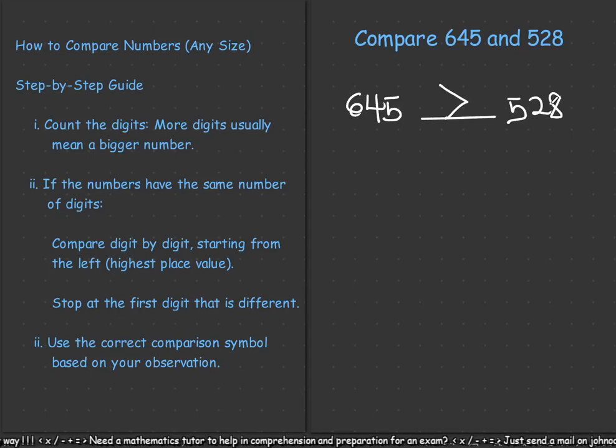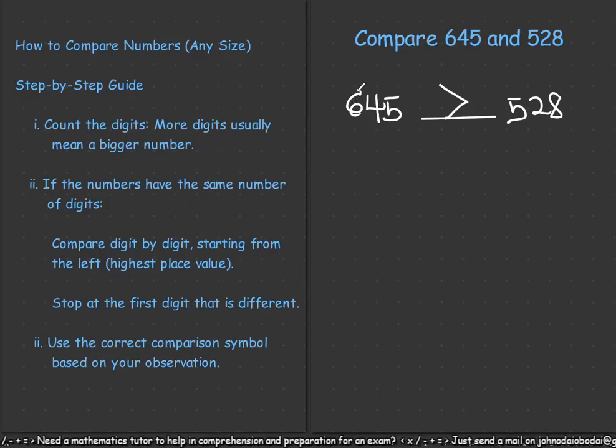First, we have to count the number of digits. So if there were 4 digits here and then there were just 3 digits here, we could have directly said this one is bigger. But in this case, we have 3 digits here and we also have 3 digits here. So we can't tell yet.